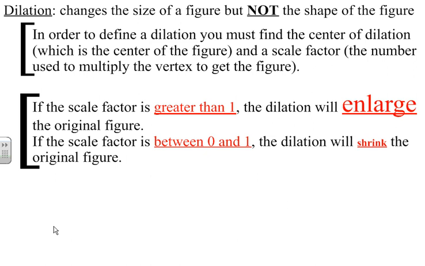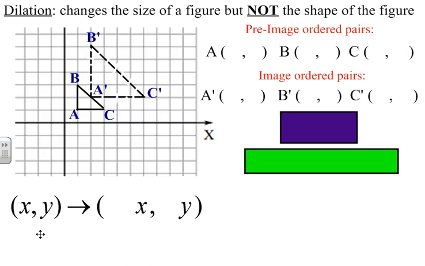Now there's two ways to look at the figures, obviously: if they're going to get larger, or if they're going to get smaller. If the scale factor is greater than 1, the dilation will enlarge the original figure. If the scale factor is between 0 and 1, the dilation will shrink the original figure. So based on what's happening from the pre-image to the image, we know what our scale factor should be. If our pre-image to the image gets larger, our scale factor has to be greater than 1. If it gets smaller, we're going to have a fraction as our scale factor. So let's take a look at a particular arrangement here.